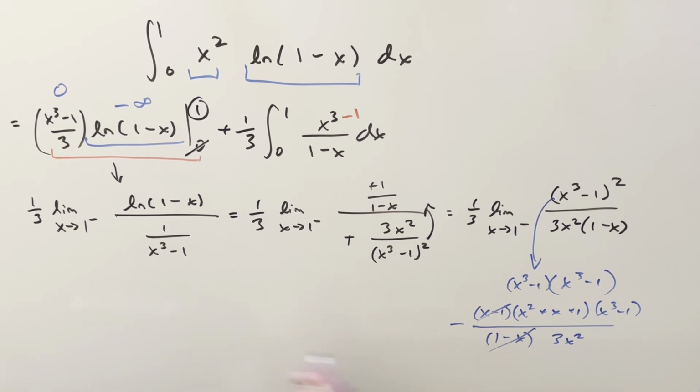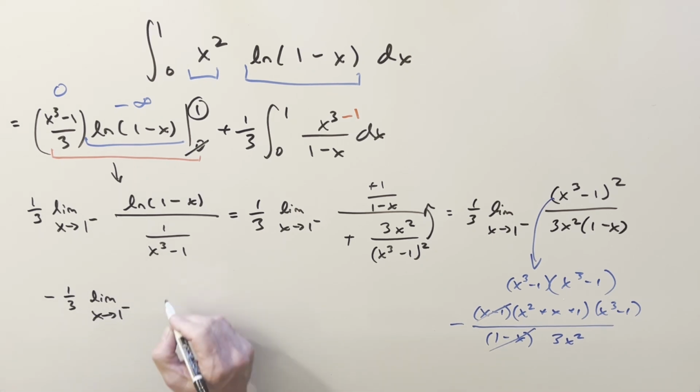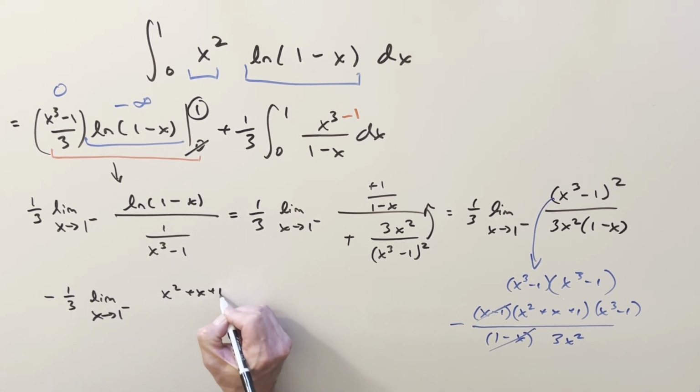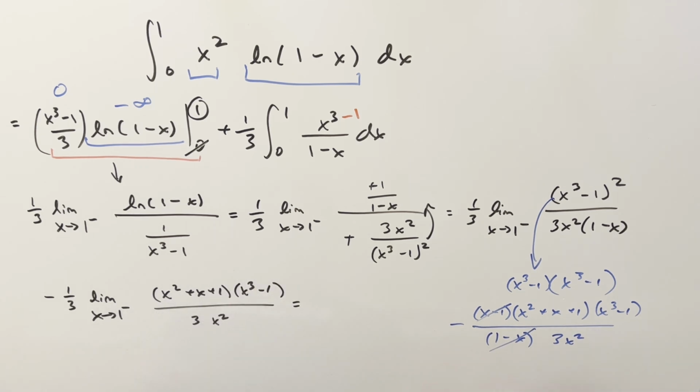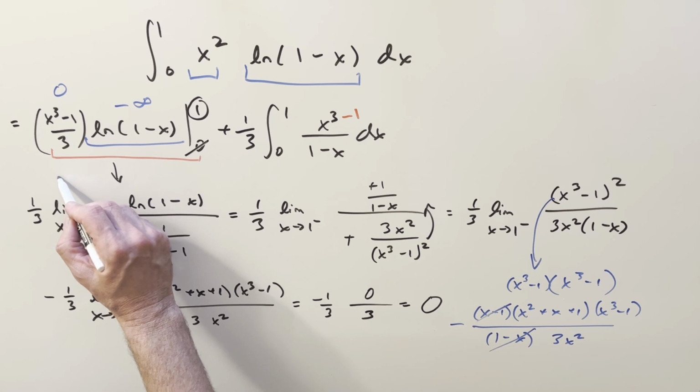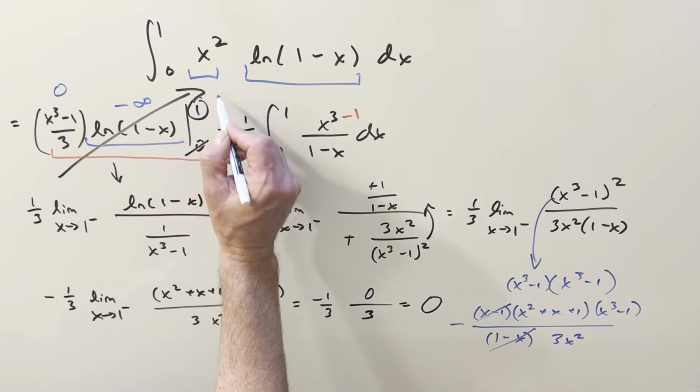And so let me rewrite it. I'll bring the minus sign all the way out front with the 1/3, and we're looking at the limit as x is going to 1 minus of x squared plus x plus 1, x cubed minus 1 over 3x squared. But now we can just basically plug in and evaluate this whole thing. So we have minus 1/3. Plugging into the numerator, that's going to 0. And then here, this is going to just 3. So putting it all together, this limit's going to be just 0. And then this whole piece right here goes away. This is all 0.